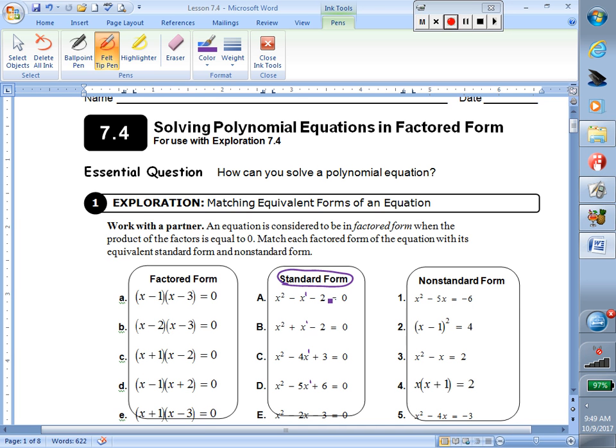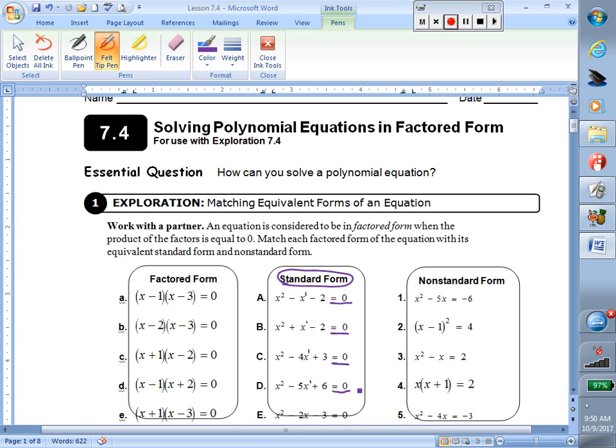There's no variable at all. Now, the new part for us: we've been working a lot with polynomials, but we haven't been working with the equations. So now we're going to start seeing the equal signs. And for a polynomial equation to be in standard form, it needs to equal 0.